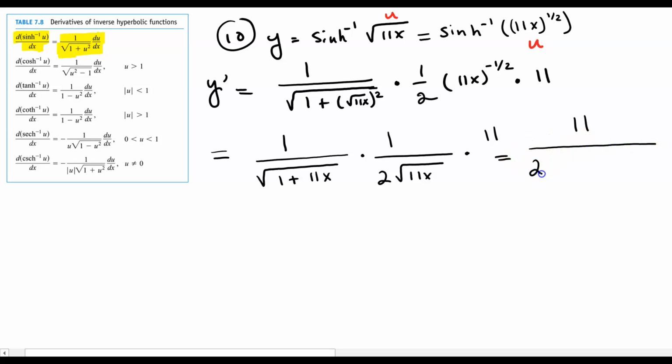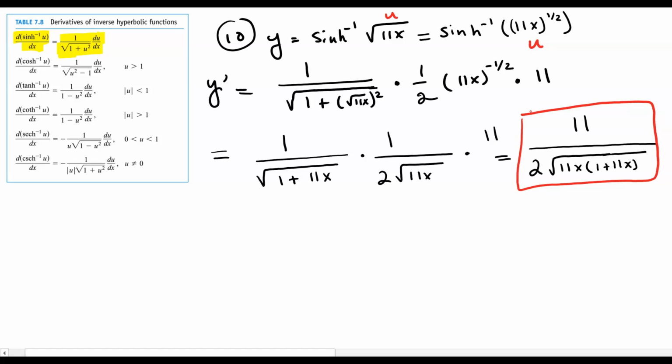11 over 2, and then since both of these things are in the square root, I can say 11x multiplied by 1 plus 11x. All right, really no need to simplify that. Okay, it's pretty much straightforward after that. So this is what this one looks like right here, the answer for that inverse csch derivative. All right, and let's go ahead and take a look at another example.